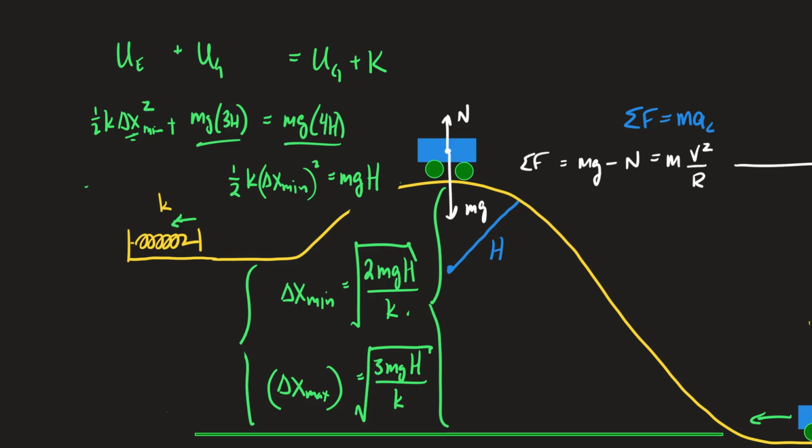Does that make sense? Does it make sense that h is there too? Because if h is bigger, it's going to be higher. So it's going to take more energy from the spring to get it up there, right? That makes sense. Does it make sense that k is in the denominator?